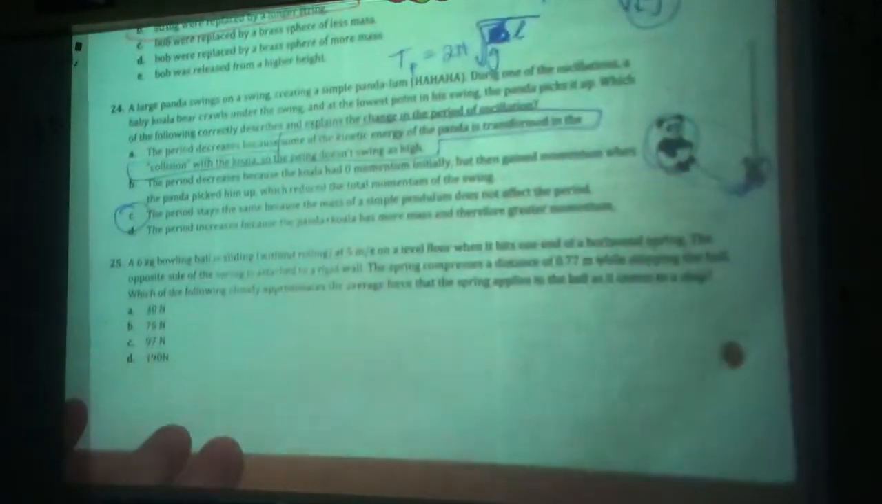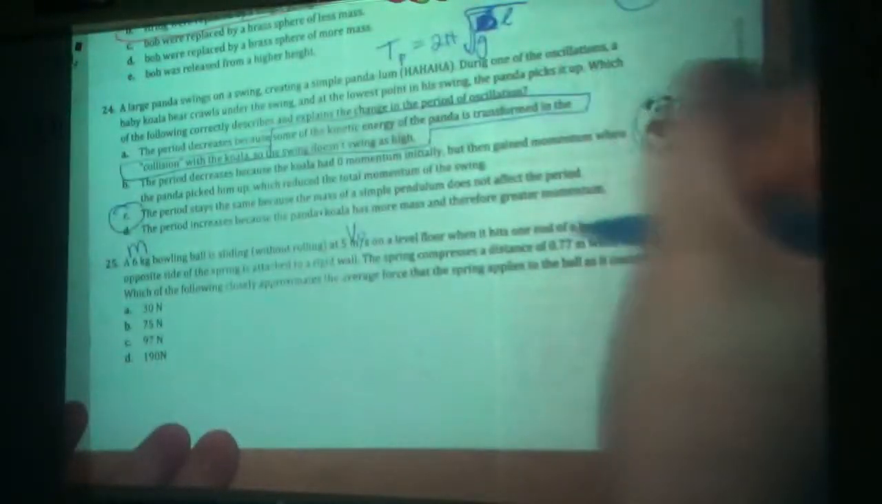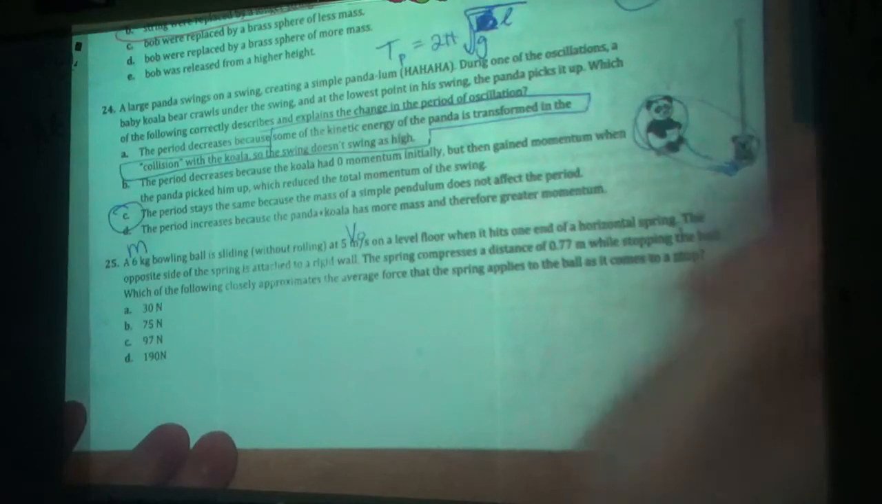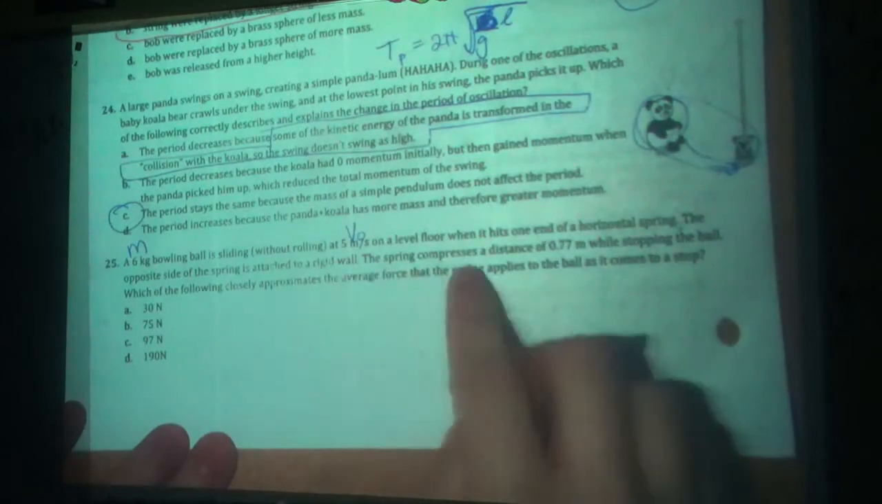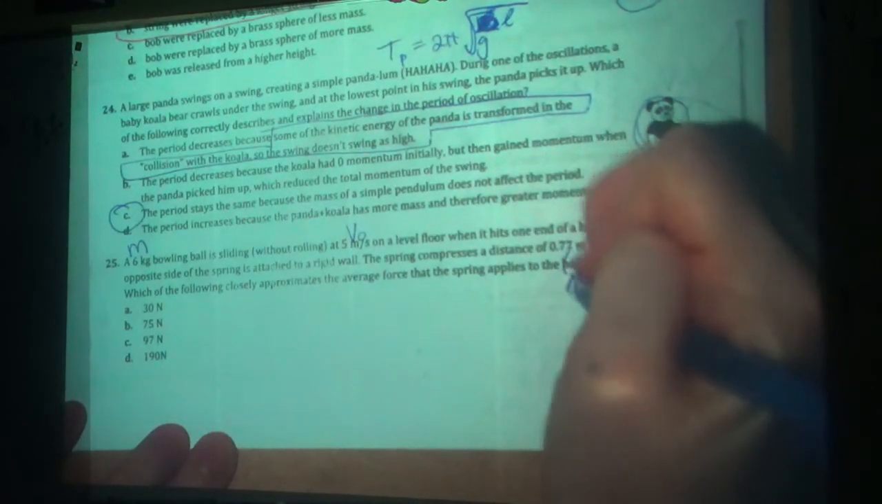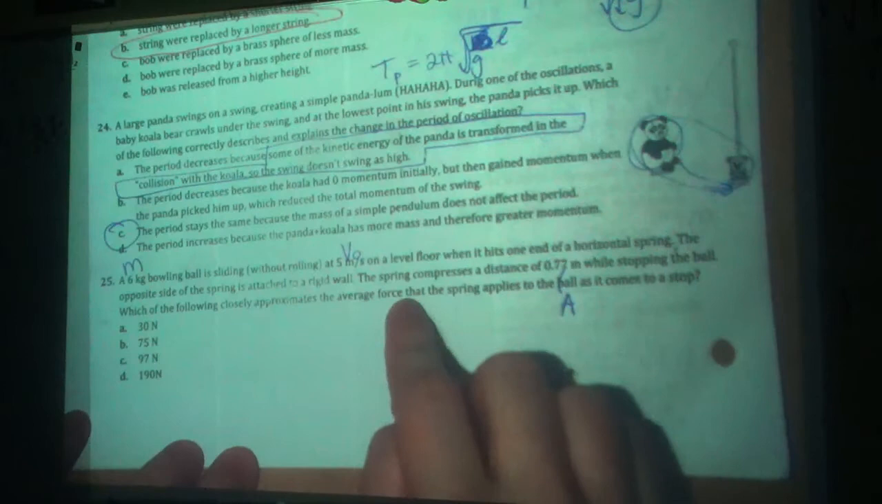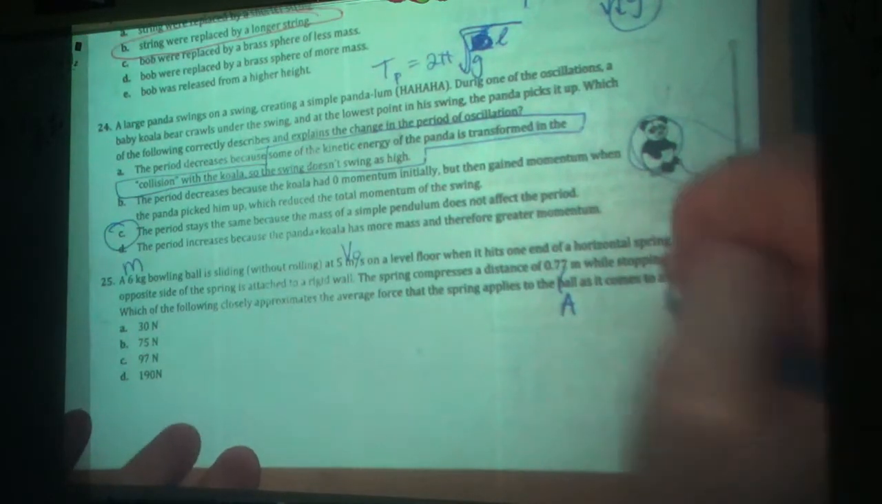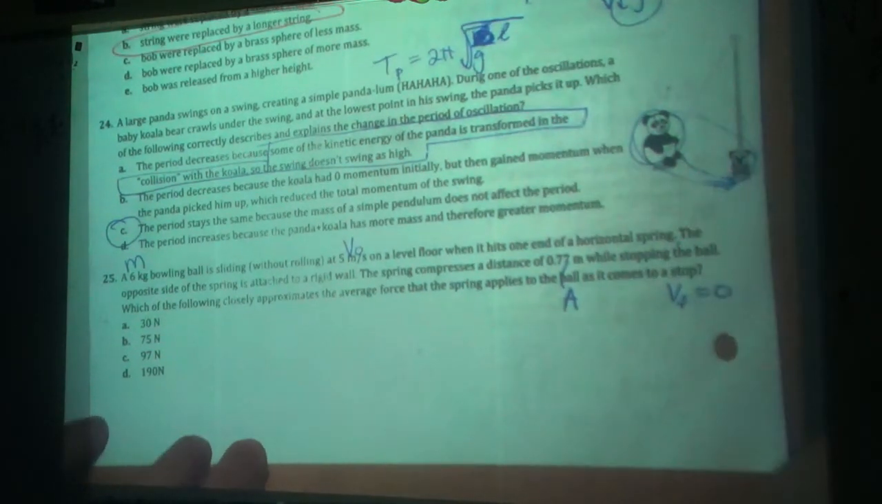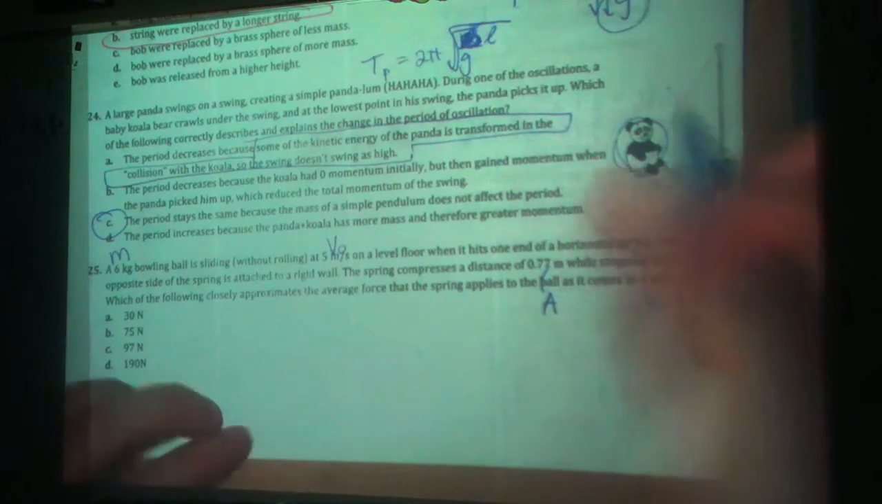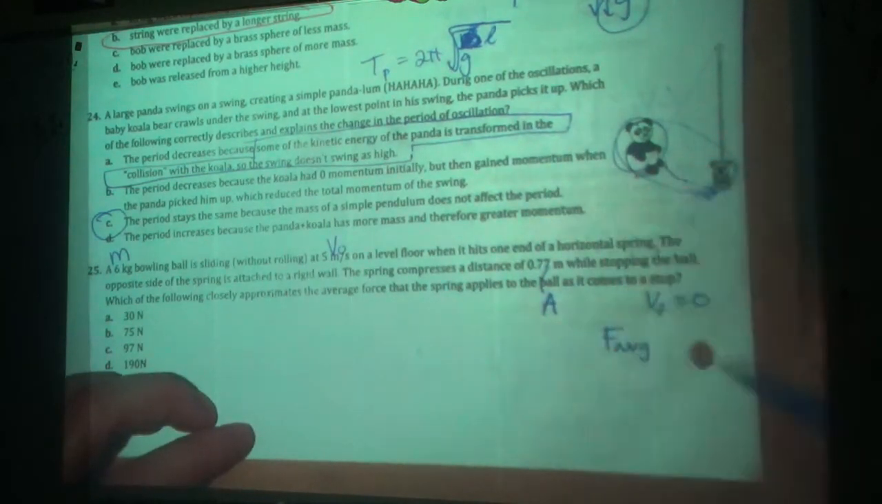A 6 kilogram bowling ball is sliding at this velocity, so that's like your v naught. This is my mass. It hits one end of a horizontal spring attached to a wall, and the spring compresses this distance. You can call that your amplitude. While stopping the ball, which of the following closely approximates the average force as it comes to a stop, meaning v final is 0? So we're looking for average force.